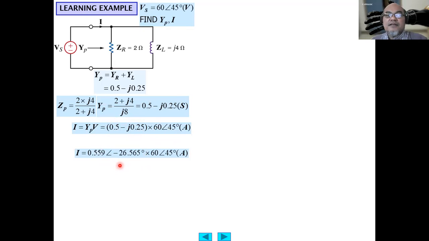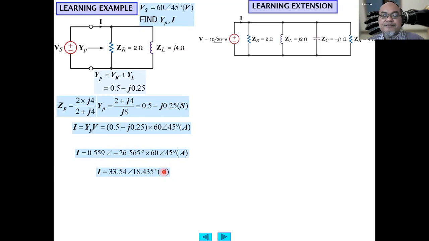This will result in a magnitude of 0.559 and an angle of negative 26.565 degrees. So the current magnitude will be this 0.559 multiplied by 60, and the phase angle of the current will be minus 26.565 plus 45 degrees. And we obtain this one.